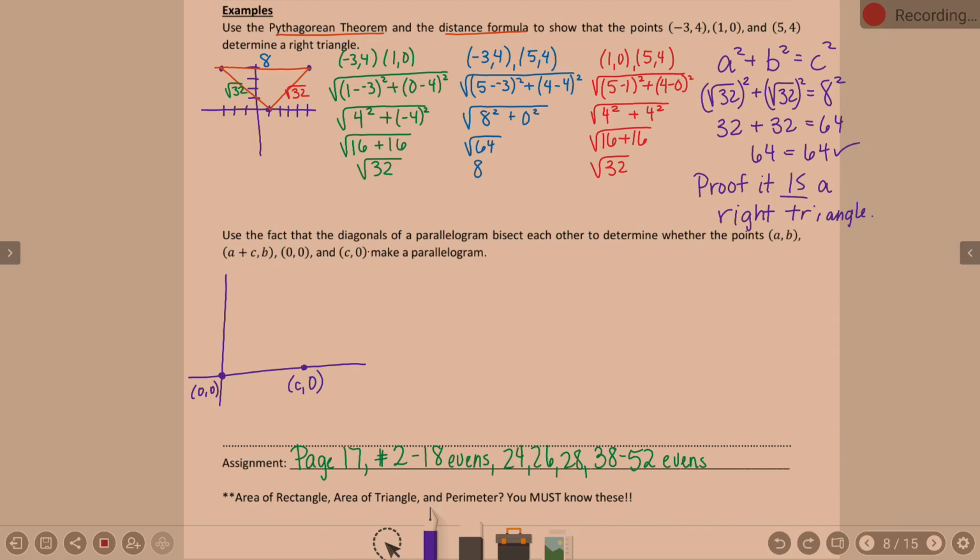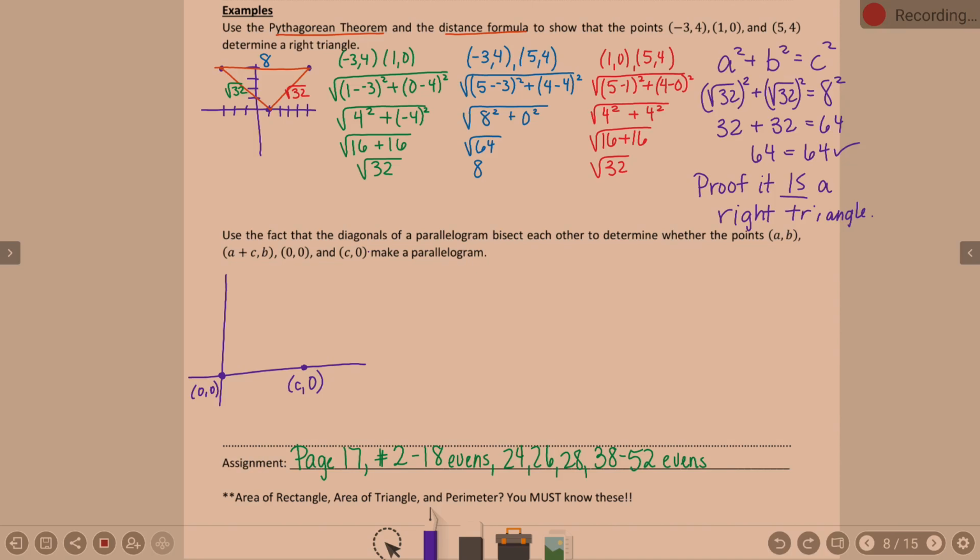Now, we also have (a, b). It's going to be somewhere on the graph. So (a, b) means it has to go over a, up b. Now, I'll explain why in a little bit, but a has to come before c, and you'll see why when I get to the next step. It doesn't have to, I guess, but I'm going to put it there.